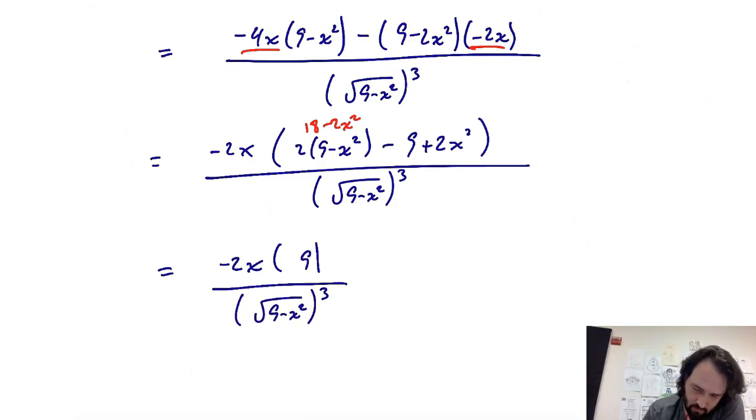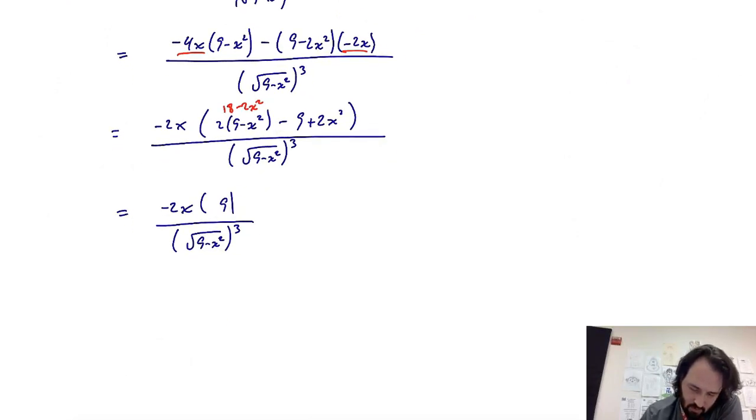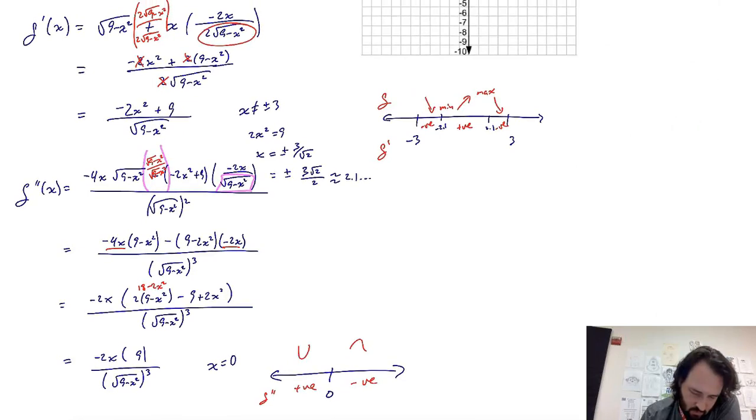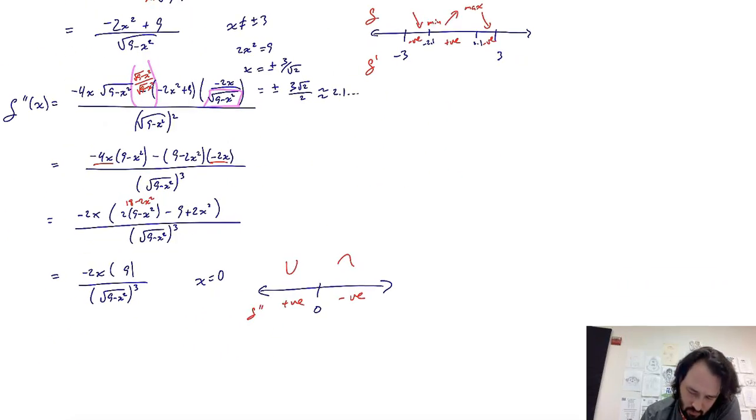So really, all that I get out of this is x equals 0. And if I test around that 0, if I put in a negative, it's going to be positive. So g double prime would be positive here, which means I'm concave up. G double prime would be negative here, which means I'm concave down. And 0 is a point of inflection.